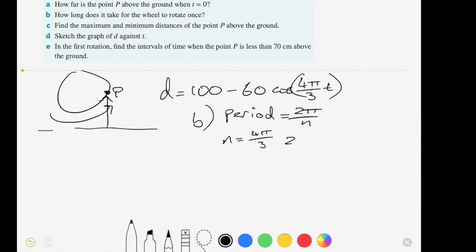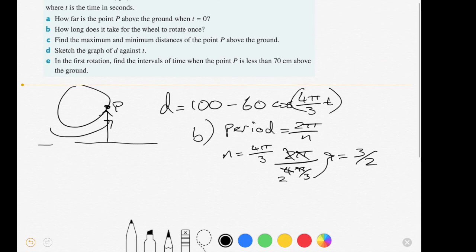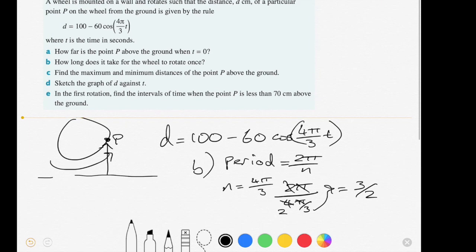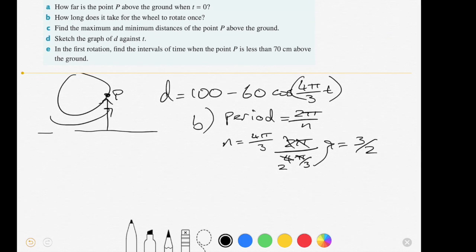so I'm going to do 2 pi divided by 4 pi on 3. The 2 cancels out with a 4 and leaves us with 2. The pi cancels out with a pi, and the divide by 3 can go onto the top, and so we end up with an answer of 3 over 2. Given that our units for the question, it says here, is given by the rule where t is time in seconds, so that's 3 over 2 or 1.5 seconds. That's our period, and it's also the answer to question B, how long does it take for the wheel to rotate once.